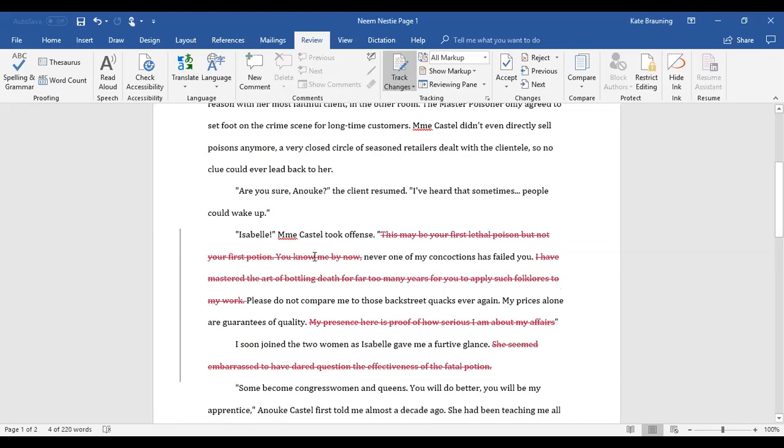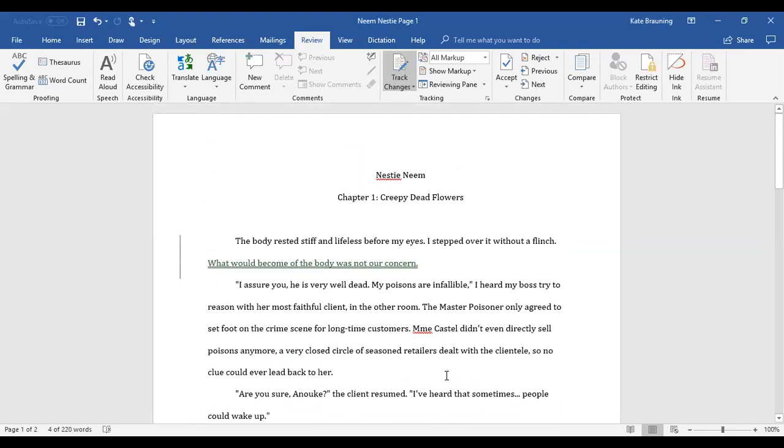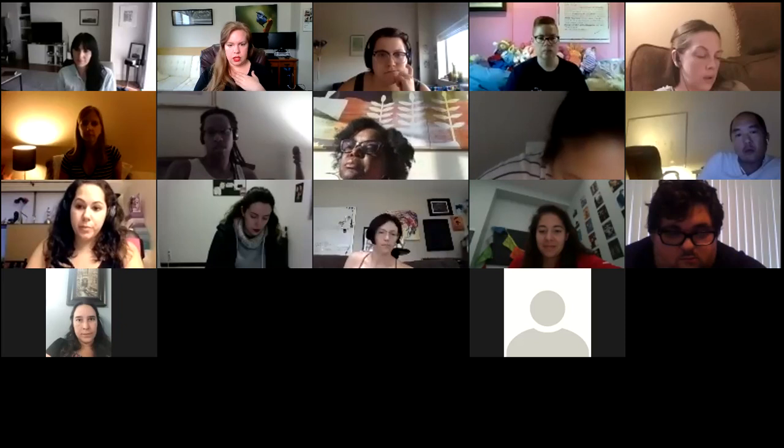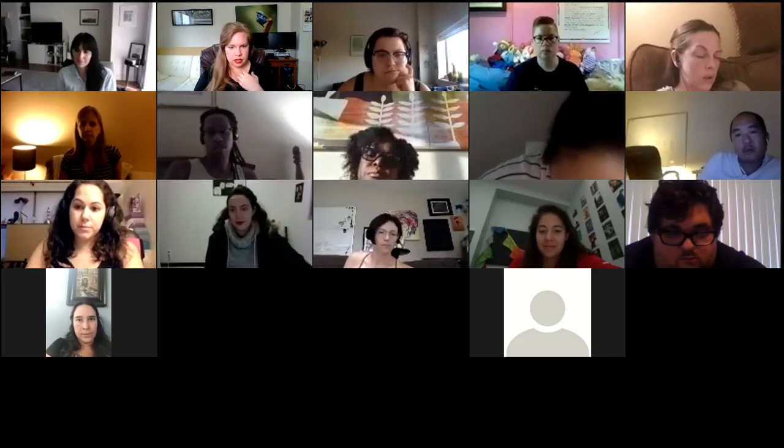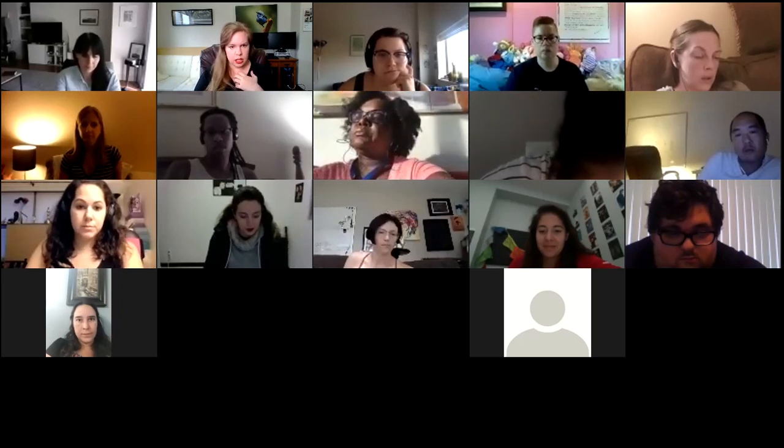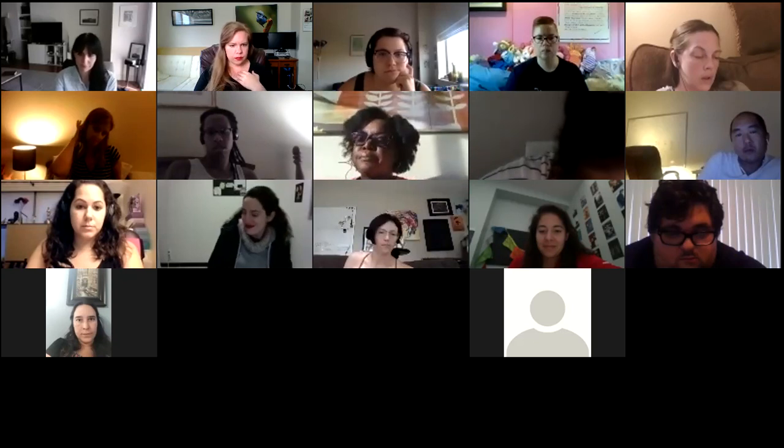Okay, so those are my basic thoughts on this first page. And again, I don't know where it goes from here. Like tone and story scope can change a lot of how to apply some of those things. All right, thank you for sharing your work, Nesty. I'm actually really fascinated to see where that book goes.